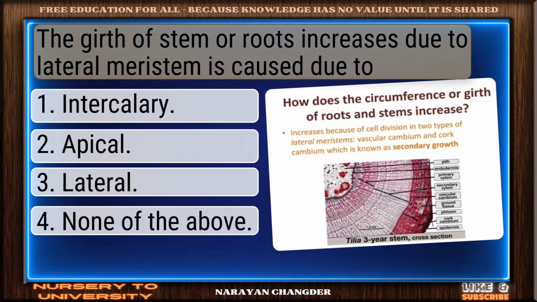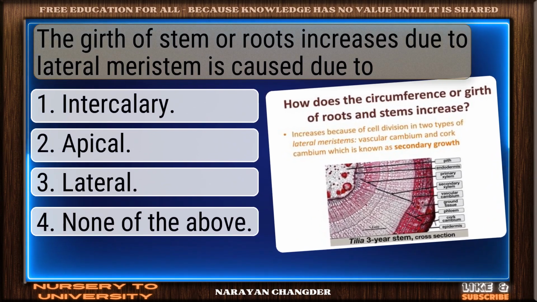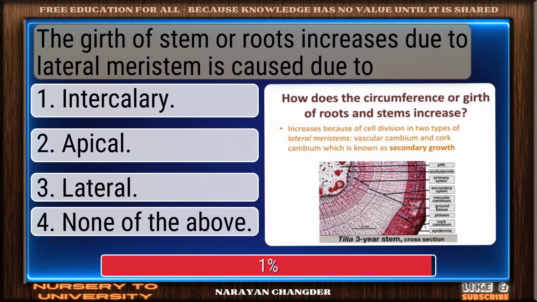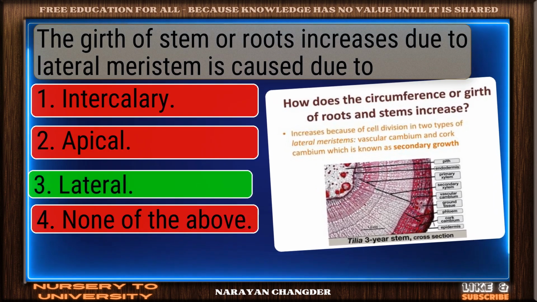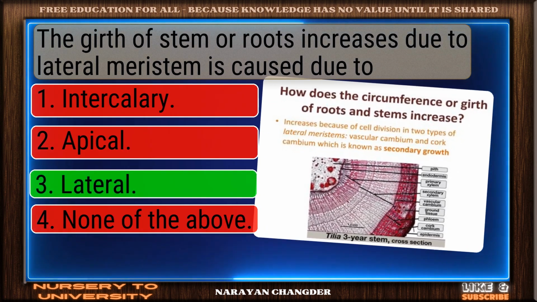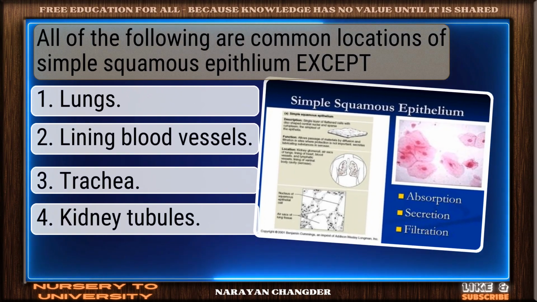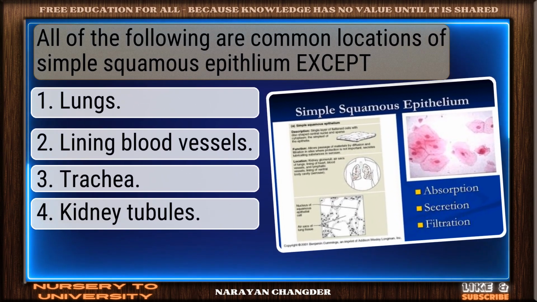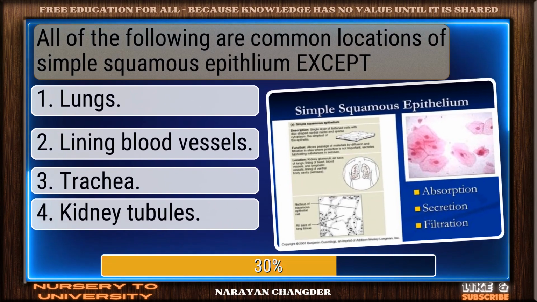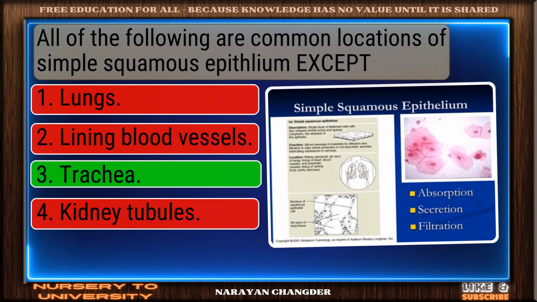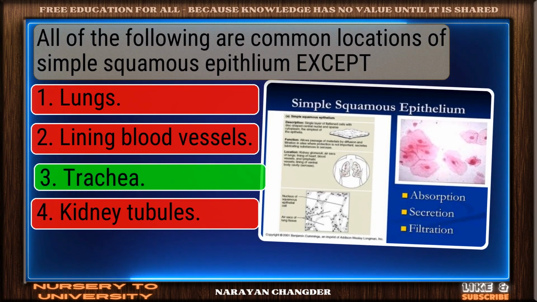Question number 31. The girth of stem or roots increases due to lateral meristem is caused due to. Excellent. Lateral is a brilliant choice. Question number 32. All of the following are common locations of simple squamous epithelium, except. Smart move. Trachea is an accurate answer.